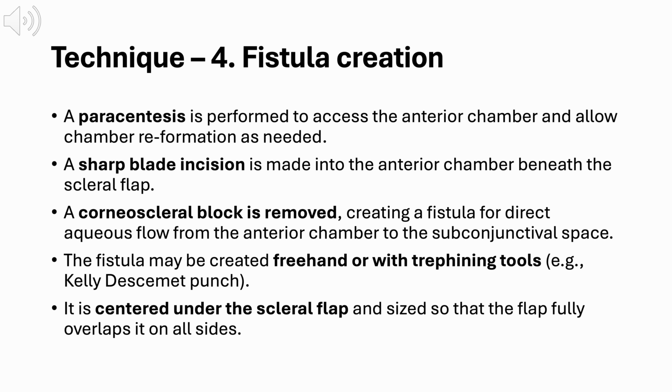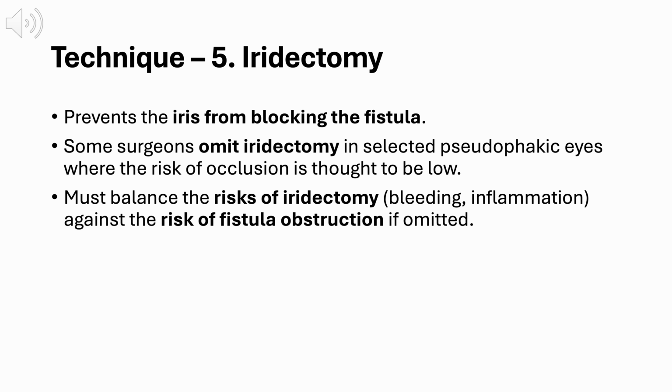Surgeons can create this opening freehand or with trephining instruments like a Kelly punch. Either approach works as long as the fistula is clean and well-centered. The flap must overlap the opening on all sides because it's the flap that ultimately meters the outflow and prevents postoperative hypotony. After the fistula is opened, an iridectomy is usually performed to keep the iris from billowing forward and blocking the outflow pathway. It's a small step, but it safeguards the entire operation.